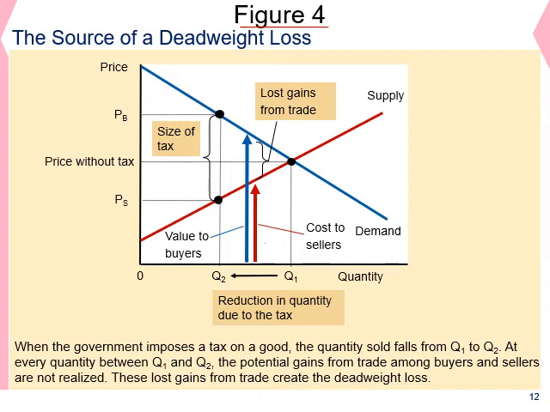Figure number four deals with the sources of deadweight loss. Before the government imposes the tax, the market is in equilibrium where supply equals demand at this equilibrium price. There, the value to the buyer and the cost to the seller are equal. This is the equilibrium price, the price without tax, and the equilibrium quantity Q1, the quantity without tax.